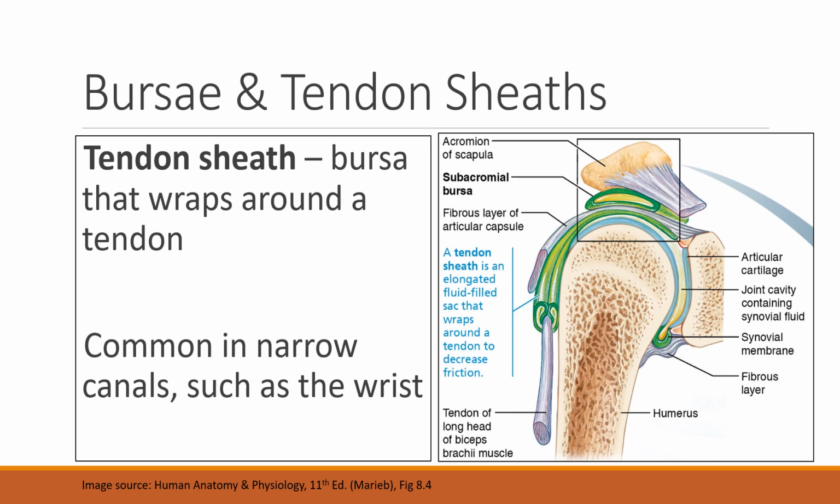Now, a tendon sheath is a bursa that wraps around a tendon. Here's an example of the long head of the biceps brachii muscle. It's a tendon that connects muscle to bone. Surrounding that is this tendon sheath. It comes all the way around here. Again, that helps to cushion and protect this tendon as it's coming around these other structures.